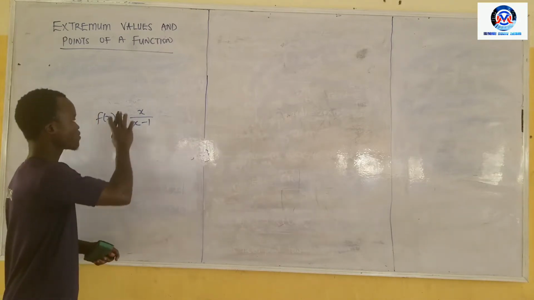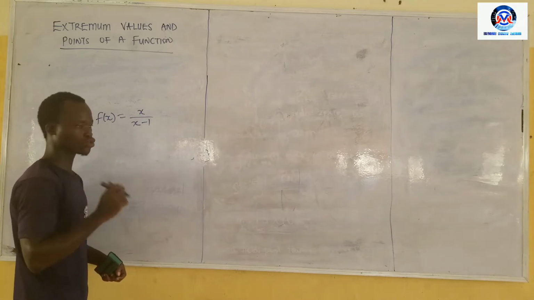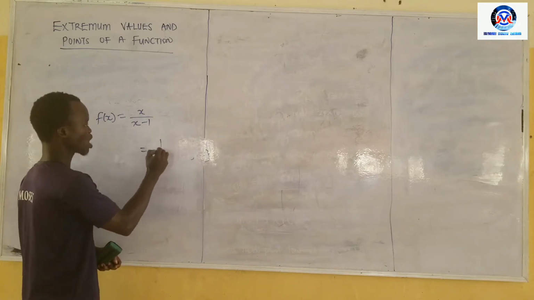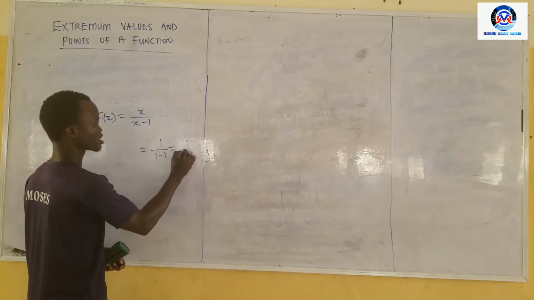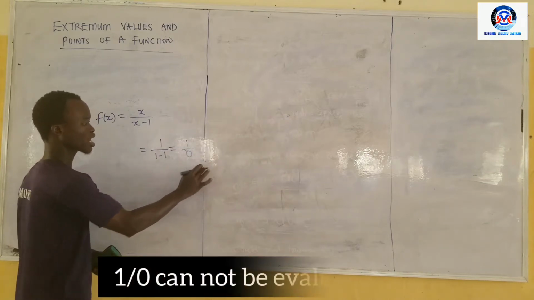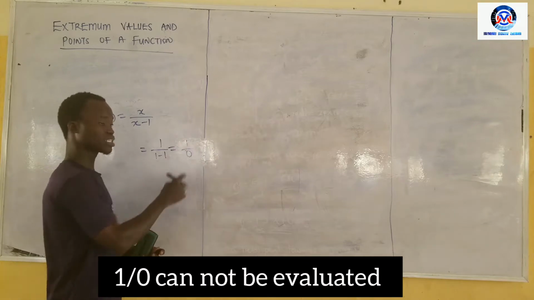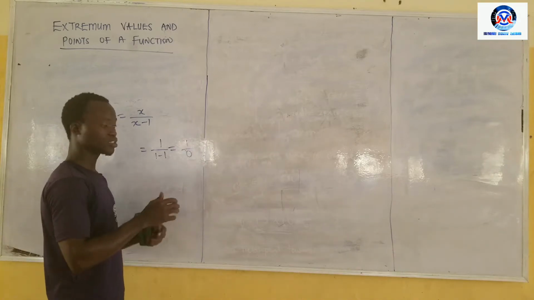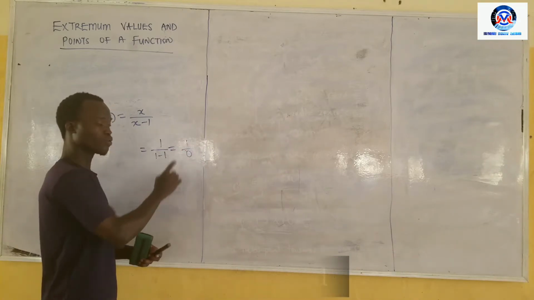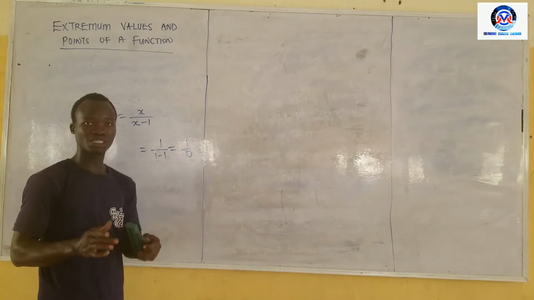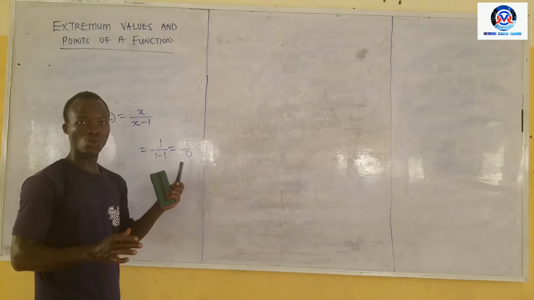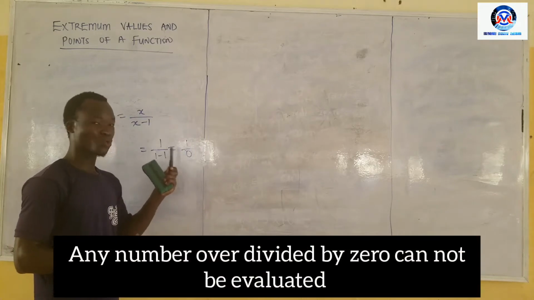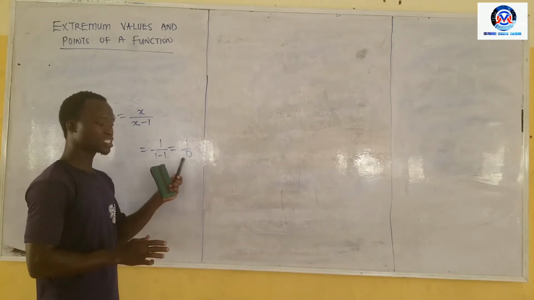By evaluating this function at the point where x equals 1, we are going to have 1 over 1 minus 1, which will lead us to 1 over 0. And 1 over 0 cannot be evaluated. 1 over 0 is not 0. 1 over 0 is undefined. Press 1 over 0 on your calculator, you will have a syntax error or math error. We cannot evaluate anything over 0. We can't evaluate 1 over 0. So we call this undefined.